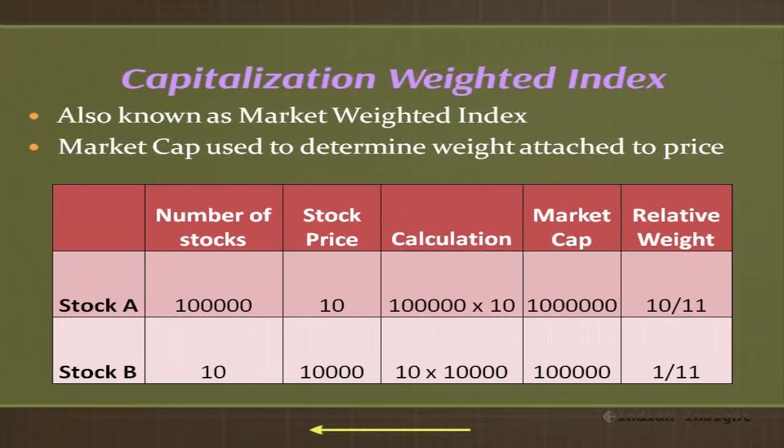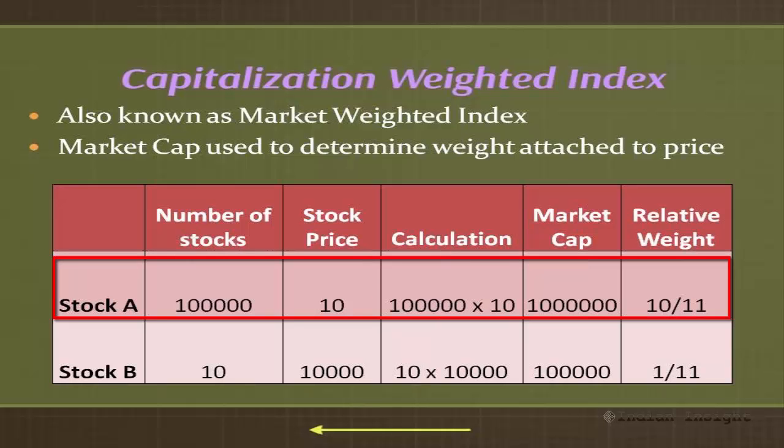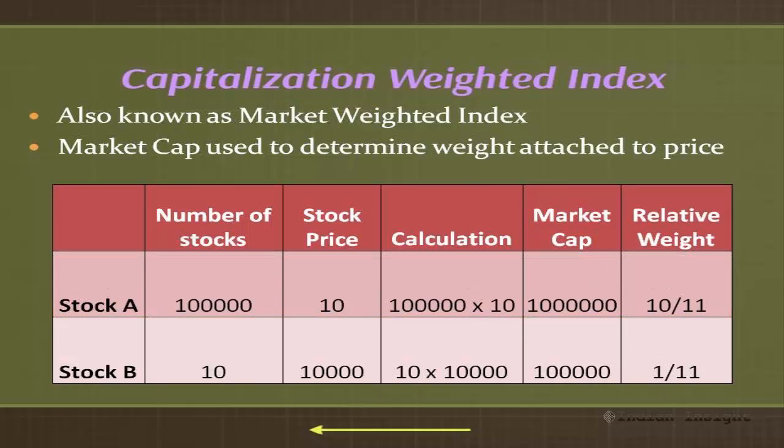A capitalization weighted index is also known as the market weighted index. In case of capitalization weighted index, the market cap of the stock is used to determine the weightage attached to the stock prices, and hence a stock with greater market capitalization will have greater influence on the value of the index. So for the example we looked at before, if stock A has 100,000 stocks outstanding while stock B has only 10 stocks issued, the market capitalization of stock A would be 1 million while that of stock B would be 100,000. We'll use each stock's market cap and divide it by the total market cap of the index constituents. So in this case, the total market cap would be 1.1 million.